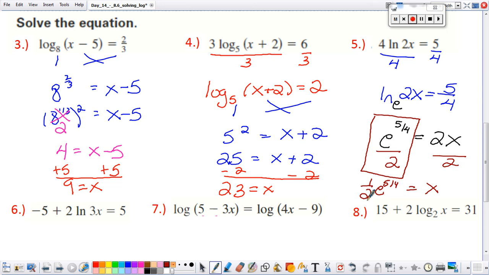For your homework, which is in your packet, I think it's, let's look at the top.